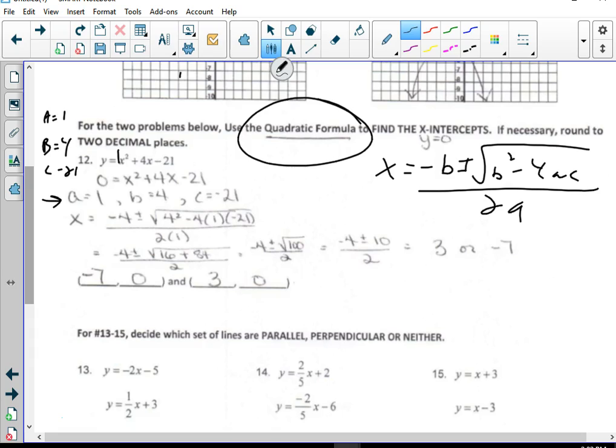When you crunch your numbers here, you end up with 100 underneath. The square root of 100 is 10. So you're going to do 2 problems. You're going to say -4 plus 10 divided by 2, and -4 minus 10 divided by 2. Please do not make the mistake of dividing just this part by 2. You don't divide by 2 until the very last step. You take care of everything on top. That's why when we say the formula, it's all over 2a. That's the last thing.